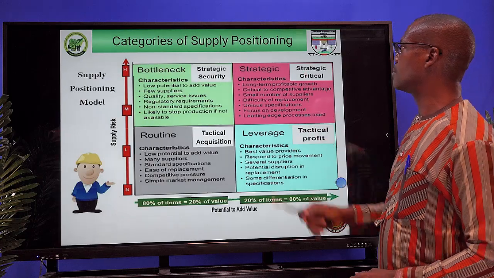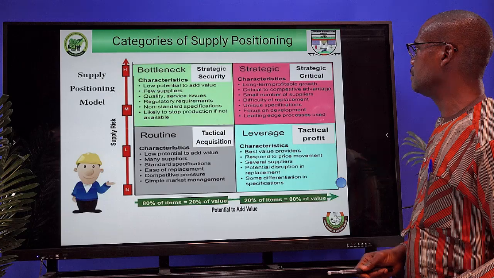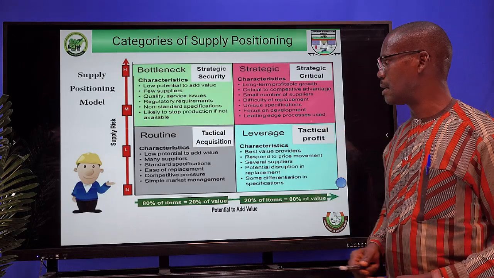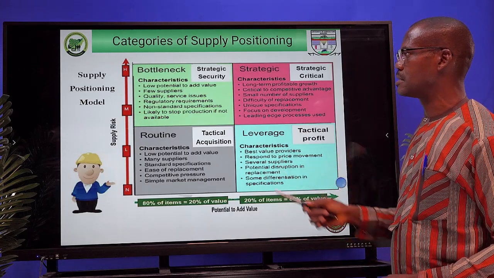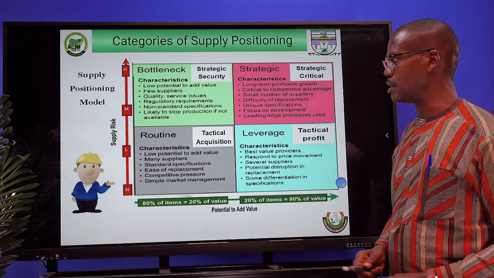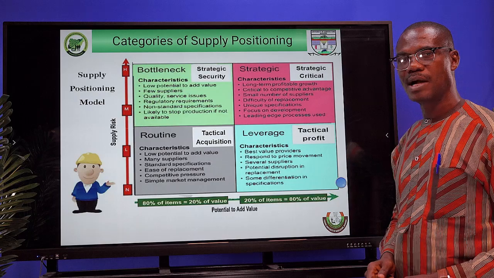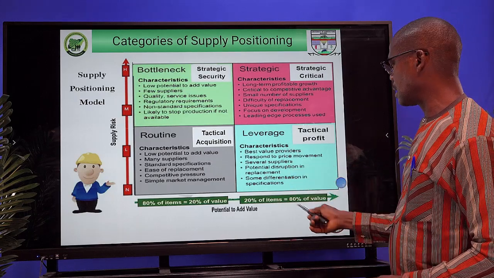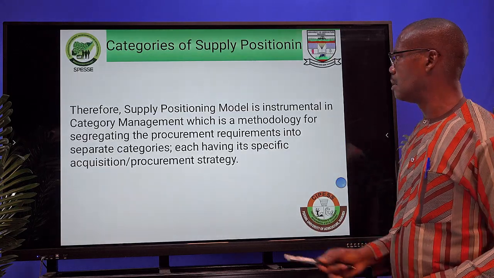There are four categories of supply positioning. You have the strategic security, the strategic critical, the tactical acquisitions, as well as the tactical profit. This is a matrix, or supply positioning model, where you relate your supply risk with your potential to add value to whatever business you want to do. So take a critical analysis of this and then you will appreciate what supply positioning is all about.